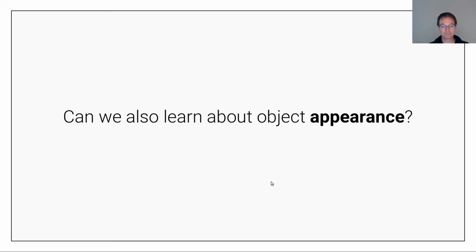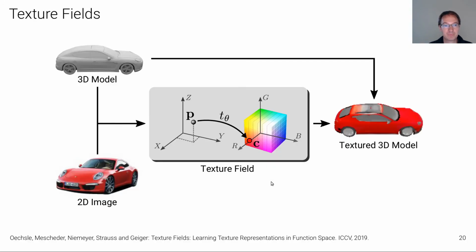Okay, so that's nice, but can we also learn about object appearance? So far we're just talking about object geometry, right? Can we also learn object appearance? In ICCV, we've proposed an extension of the previous model that applies essentially the same idea to predicting the texture.